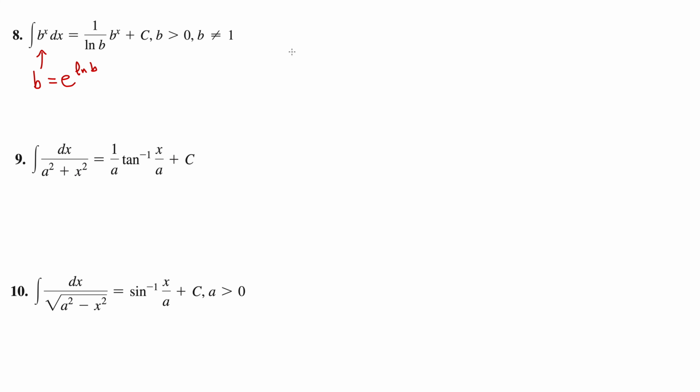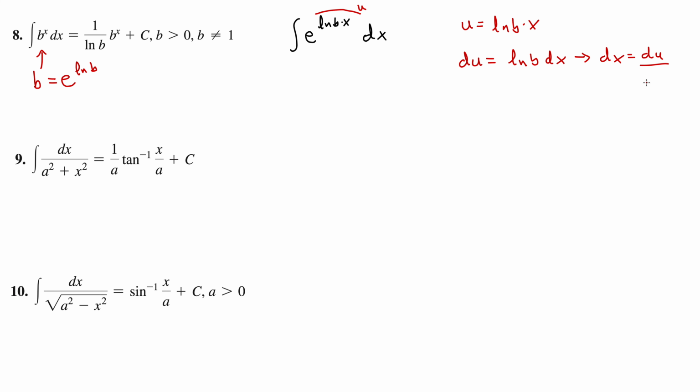With that substitution, this integral becomes the integral of e to the natural log b, and then we still have an x up here, so times x dx. And we know what the integral of e to the u is, so let's let this natural log b times x bit up here be our u. So our u is natural log b times x. Natural log b is just a constant, so then du is natural log b dx. We solve that for dx to get dx equals du over natural log b.